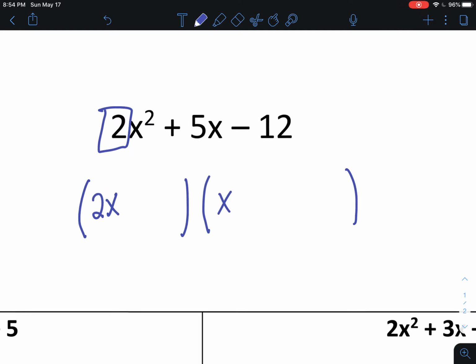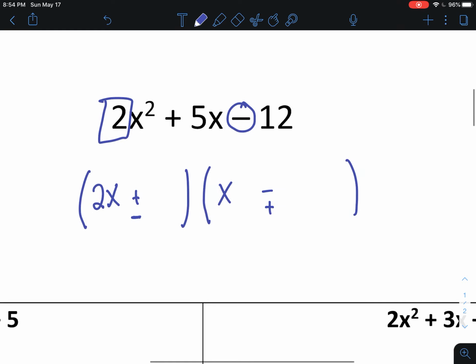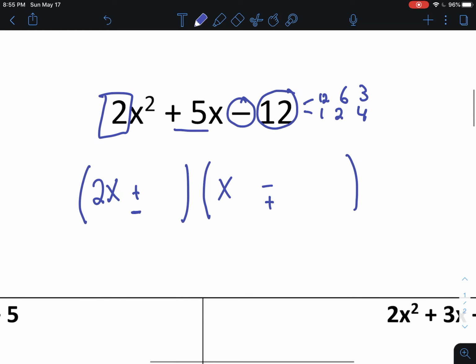So this is kind of the guess and check method, okay? So we have 2x squared, we have x, negative is here, so that means one's going to be positive, the other is going to be negative, or the first one could be negative and the second one could be positive, okay? And then we need to get a 12. Well, the only ways to get a 12 are 1 and 12, 2 and 6, 4 and 3, okay? And then we need a positive 5 in the middle.